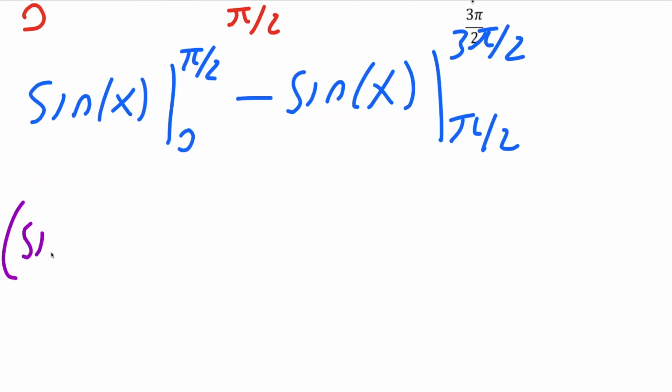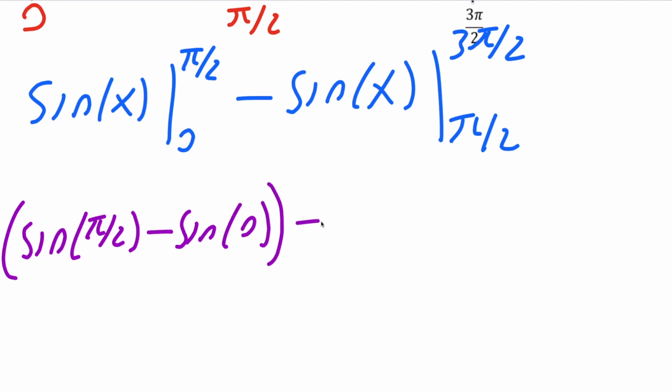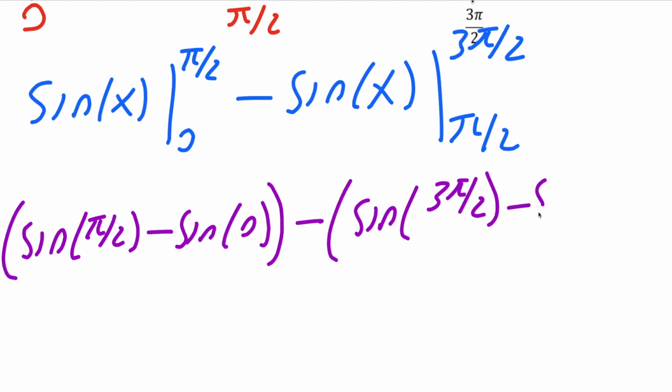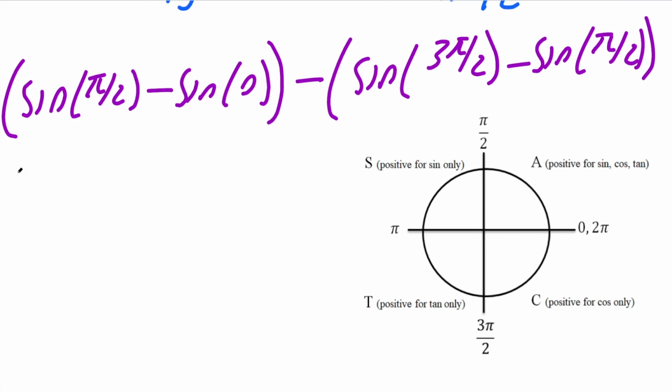So we'll have sine pi divided by 2 minus sine parentheses 0, close parentheses, minus parentheses sine parentheses 3 pi divided by 2 minus sine pi divided by 2. So we know sine pi divided by 2 would be 1. And sine 0 is 0, so 1 minus 0, minus parentheses, sine 3 pi divided by 2. So sine pi divided by 2 is +1, and sine 3 pi divided by 2 is -1, because in this area, only tan and cosine are positive.